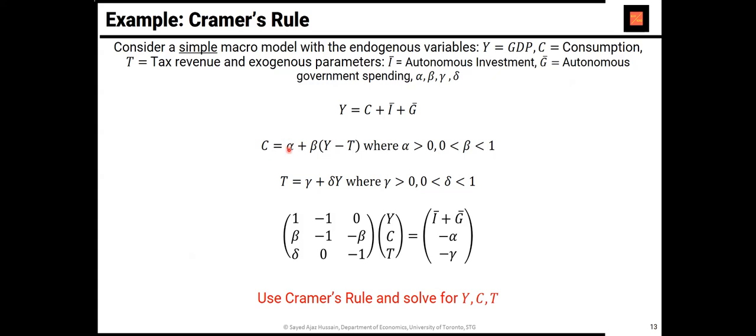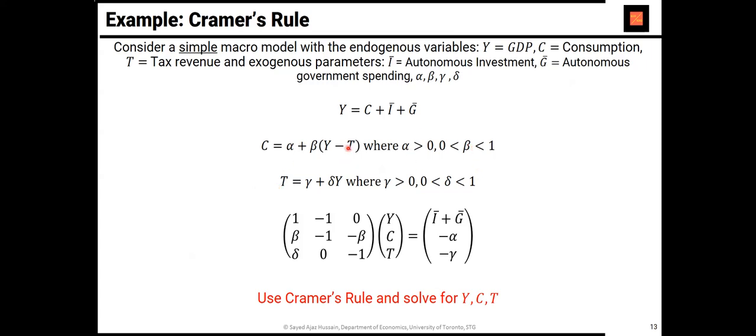So consumption is an intercept plus marginal propensity to consume times disposable income. We're being nice here. I'm actually telling you what the alpha and beta should be. Alpha should be bigger than 0, beta should be between 0 and 1. But on the exam, you will have to derive these conditions, and I'll show you how.